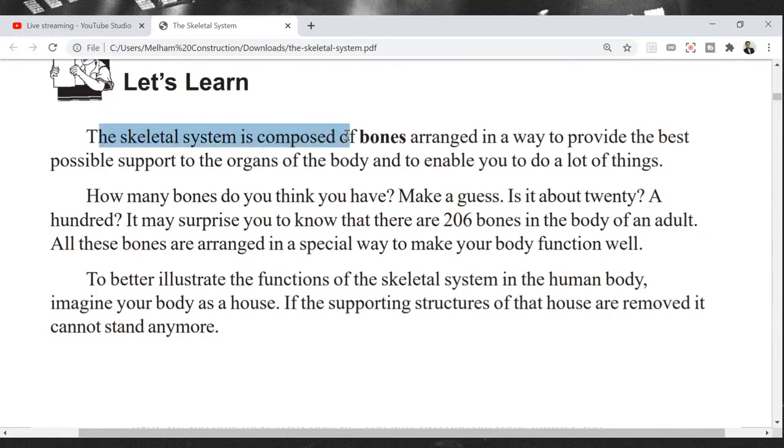The skeletal system is composed of bones arranged in a way to provide the best possible support to the organs of the body and enable you to do a lot of things. So, naka-design siya para supportahan niya yung mga organ natin. Halimbawa, yung lungs, meron tayong ribs.